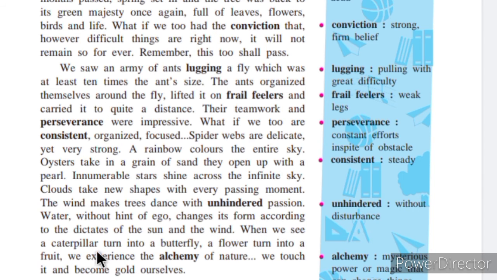When we see a caterpillar turn into a butterfly, a flower turn into a fruit, we experience the alchemy of nature, that is the mystery of nature or magic power of the nature. We touch it and become gold ourselves. After witnessing them, we become gold ourselves.